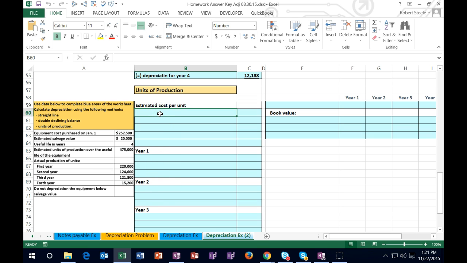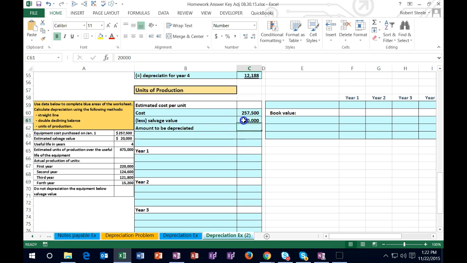So let's see how we can calculate using the units of production. We're going to start off with the same cost, that cost being the 257.5. That is the first number in our problem. Then we're going to subtract out the salvage value. I'm going to say less. I'll type it out so that we can see it is a subtraction problem. And that will be 20,000. And if we subtract that out, that will give us the amount that will be depreciated over the useful life.